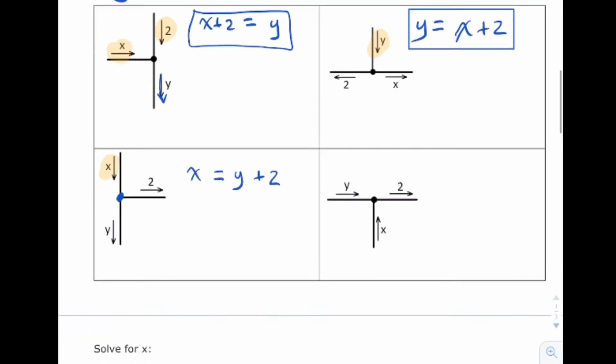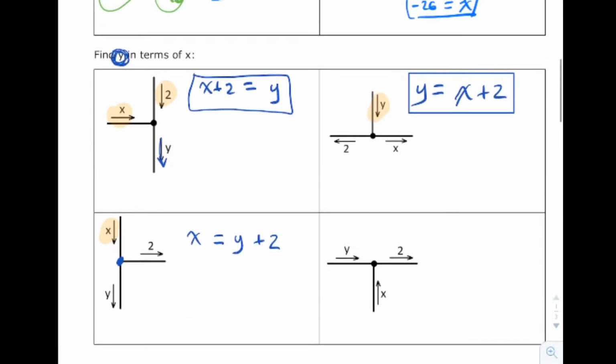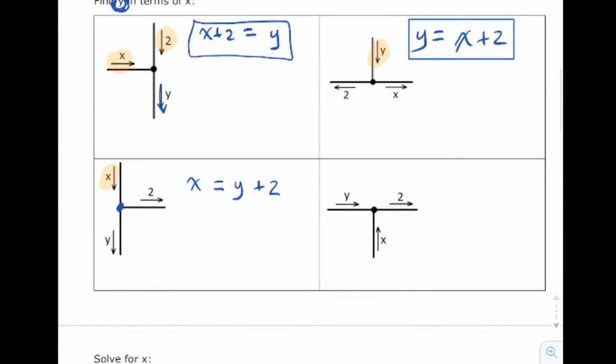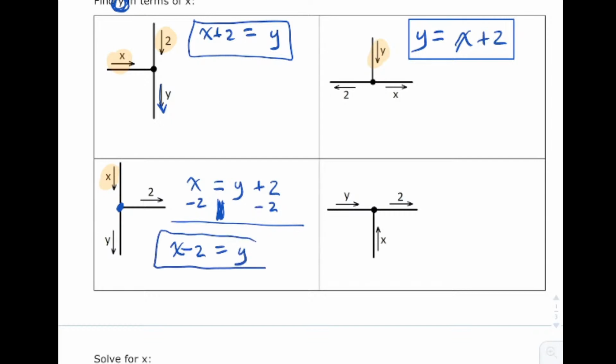Now again, we're wanting to solve for y, which means get y by itself. So if I want y by itself, it looks like I'll have to subtract 2 on both sides. Keep your sides separate. So I've got an x minus a 2 on this side. Remember, those are not like terms. They don't go together. One's an x term, one's a number. So x minus 2 is the left side equals y on the right.